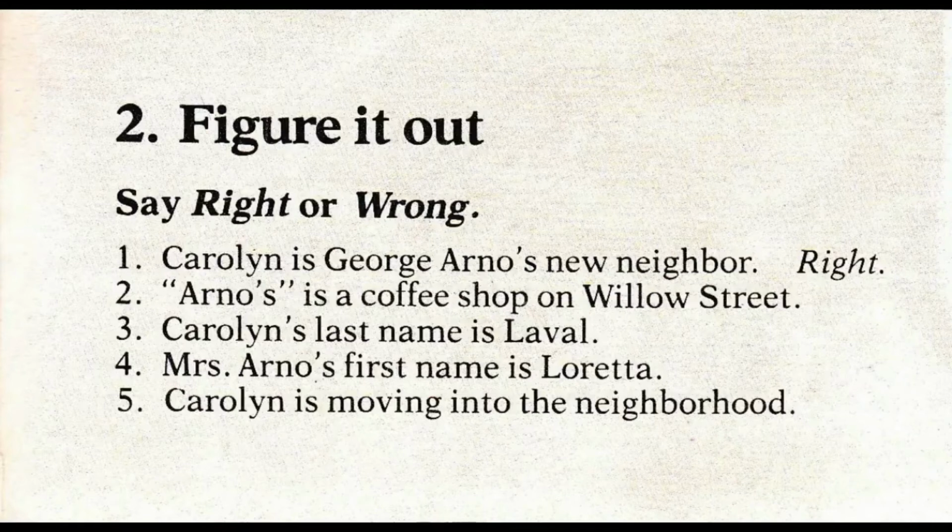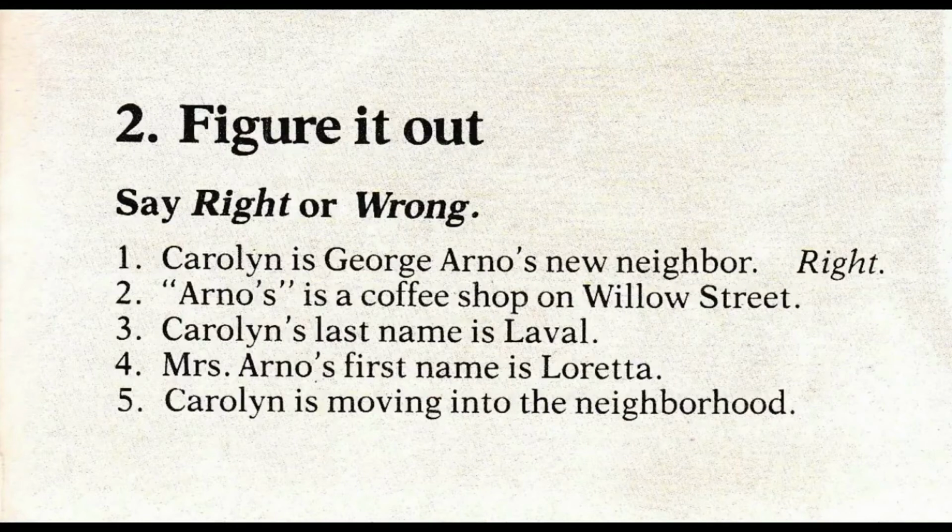Number 1 says, "Carolyn is George Arno's new neighbor." That's right. It says right, but how do we know it's right? Could you think a little bit about this? How do we know this is right? Let's go to the conversation and think. Yeah, we understand it is right because George says, "Well, then we are neighbors." Because of this, number 1 is right.